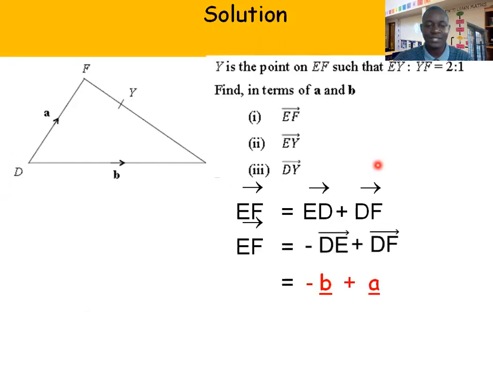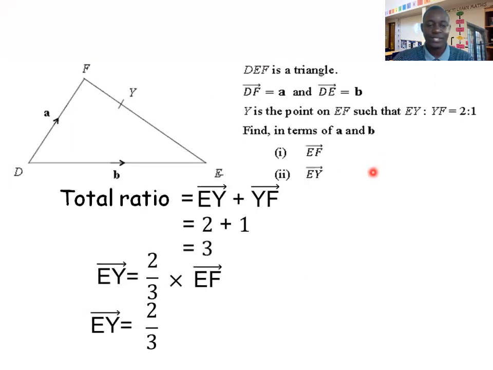Now the second part talks about finding the vector EY. Now EY is not given. Of course, we have to find EY. Take note that we are given the ratio EY to YF as 2:1. This is something like saying EY over YF is 2:1, or 2/1.